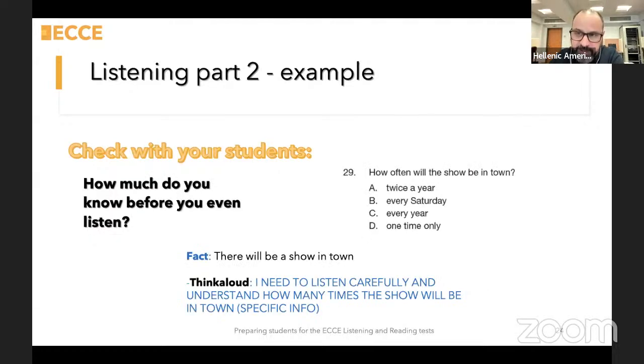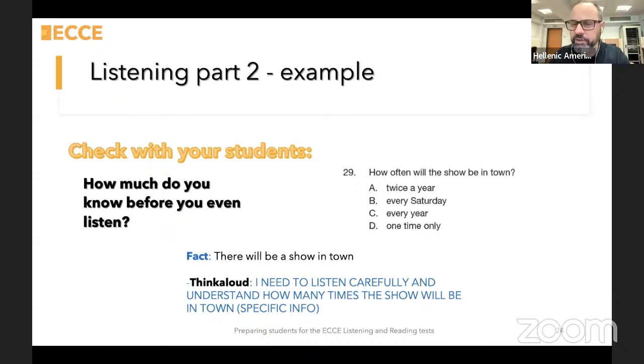Again, as an exercise, when we are preparing our students, let's look at those questions. We're talking a little bit about the orientation statement and what we expect to hear, and then we can approach the different questions one by one. So, for example, how much do we know before we even listen just by looking at a question? Of course, they will do that automatically, but it's always important to help them get into a very particular routine when they attempt to answer questions.